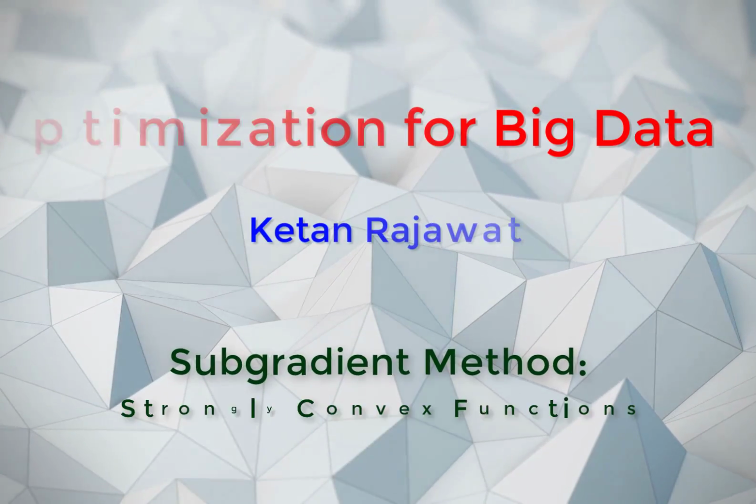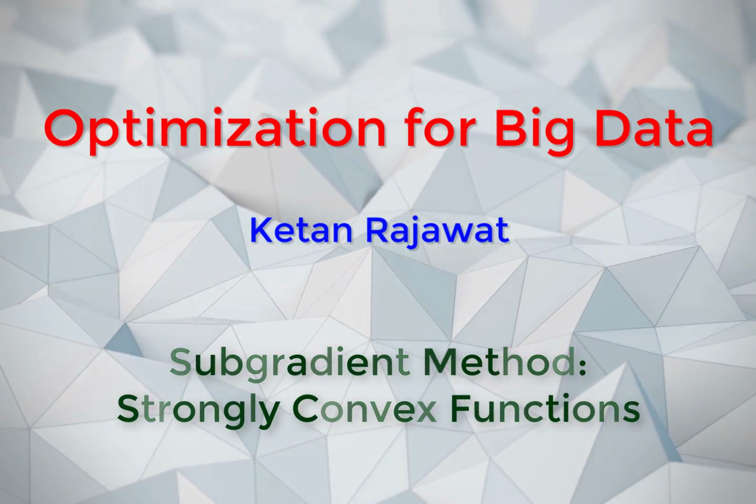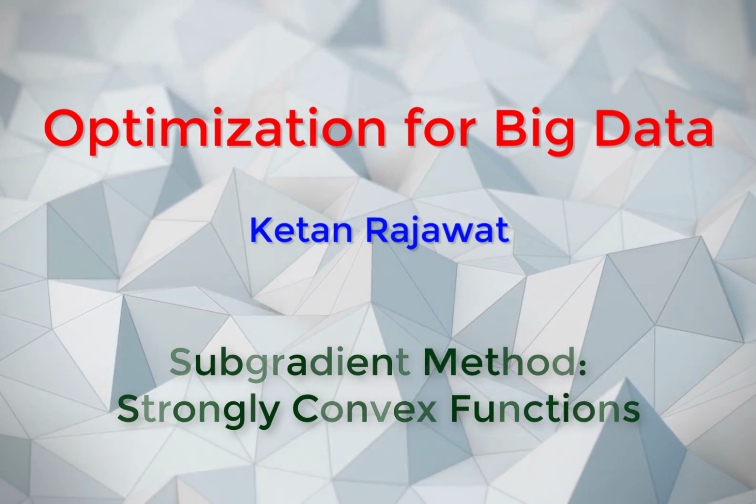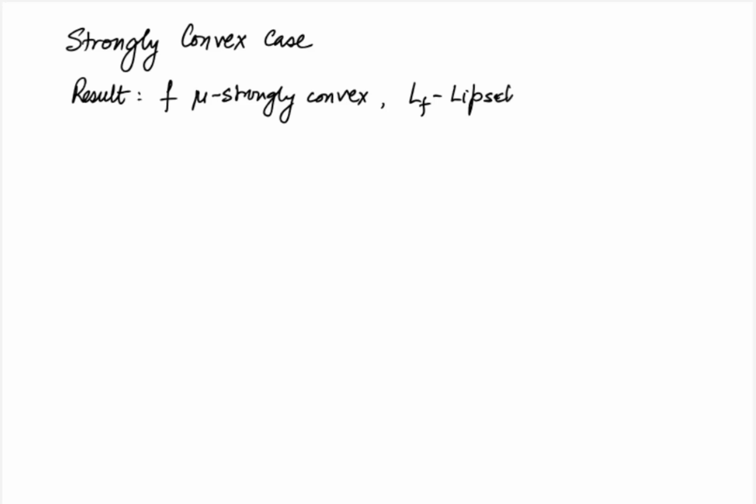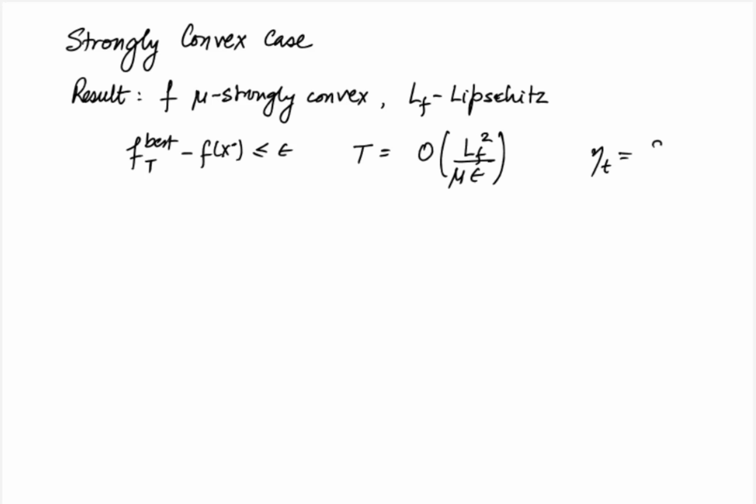So hello all, in this video we will continue to analyze the oracle complexity of the subgradient descent. We will consider the non-smooth strongly convex case now. So in the strongly convex case, the result is that for mu strongly convex function f, which is also LF Lipschitz continuous, in order to ensure that the best optimality gap is less than epsilon, the required oracle complexity is given by order of LF square by mu epsilon. For the step size, eta t equal to 2 by mu times small t plus 1.